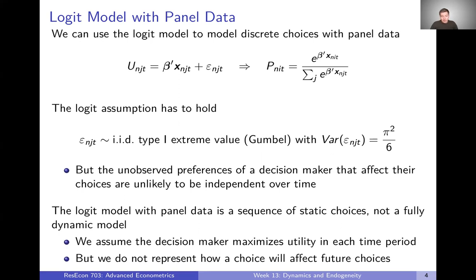But I just want to highlight once again that even if we had panel data in the Logit model, as we've defined it so far, that would just be a sequence of static choices, not a fully dynamic model. We're just assuming that the decision maker maximizes their utility in this time period, but not at all thinking about how what they choose today might affect the choices available, the utility of those choices, or what choices they might make in the future.